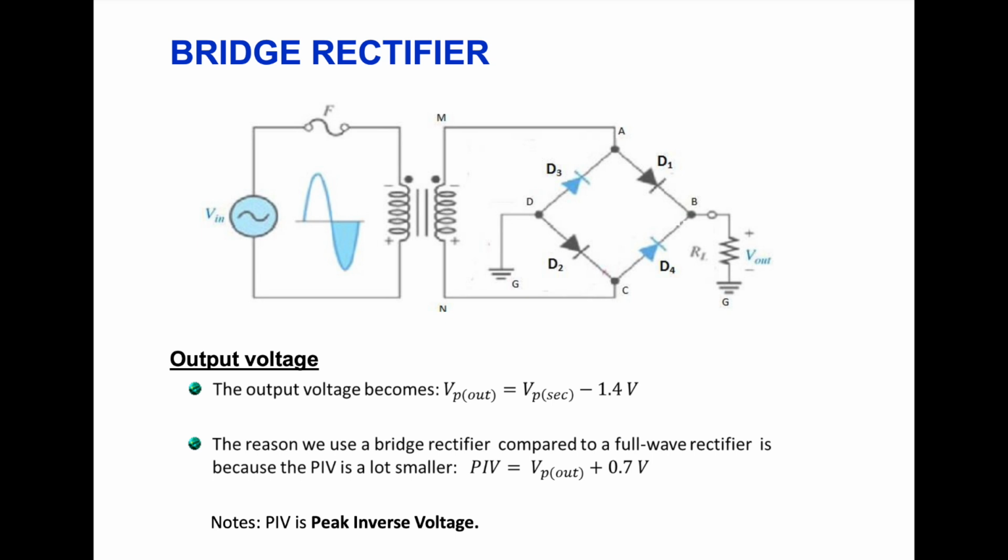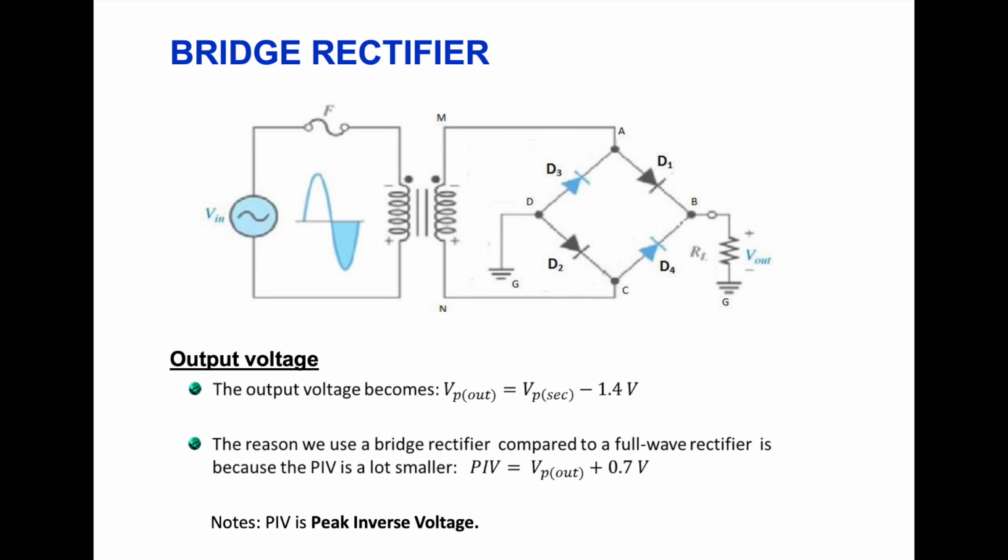In the center tap full wave rectifier, the PIV across each diode is equal to the maximum secondary voltage of the transformer, which is Vp secondary. This is because during the negative half cycle of the AC signal, only one diode conducts, and it has to withstand the entire secondary voltage. However, in the bridge rectifier, during the negative half cycle, two diodes conduct in series. As a result, the PIV across each diode is reduced to half of the transformer's maximum secondary voltage.